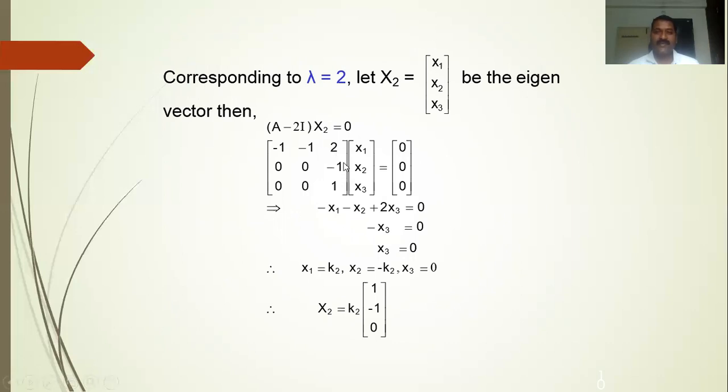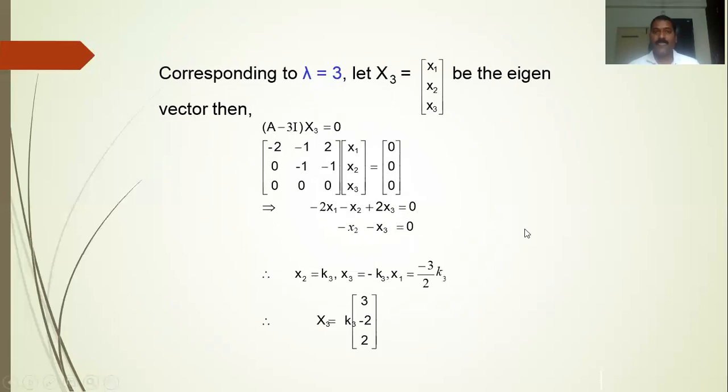Right? Similarly, take lambda equal to 2. You get this coefficient matrix, and the rank of A minus 2I is 2. So I can have one free variable. I take x1 as the free variable, then express everything in terms of x1. Finally I get x2 equal to k2 times (1, -1, 0). I take k2 equal to 1. So an eigenvector corresponding to lambda equal to 2 is (1, -1, 0).